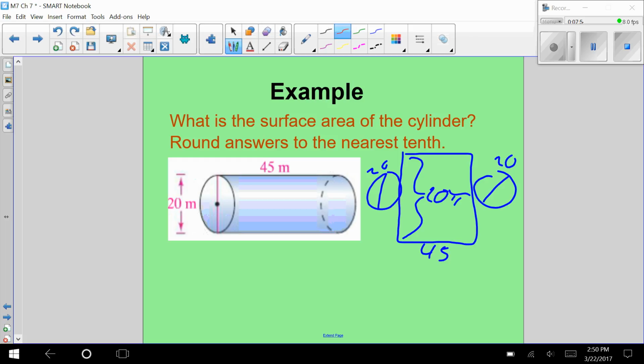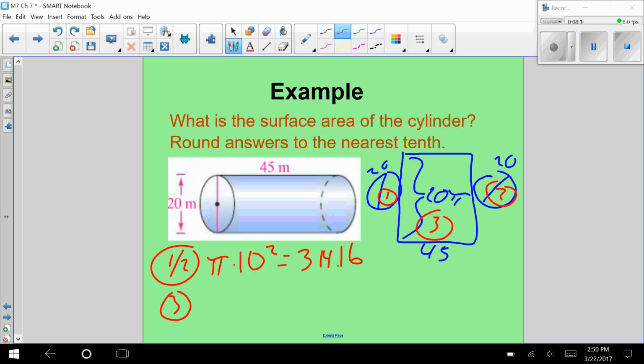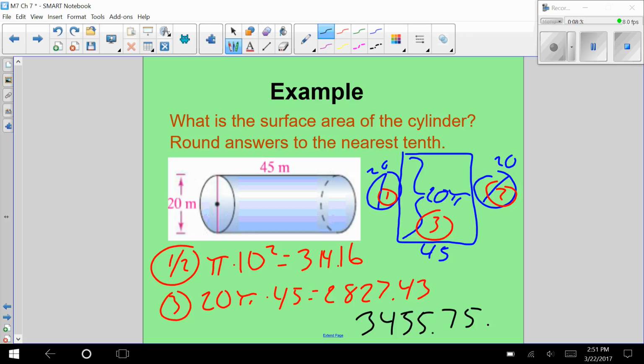Now I can find my surface area. For the circles, shapes 1 and 2 on this one, I'm just going to write them down once. We do pi times our radius, which is 10, squared, which gives me 314.16. And then for my rectangle, I do 20 pi times 45, which gives me 2,827.43. Now I have to remember to add 2 of my circles, 2 of those 314s. Add these all together, we get 3,455.75 square meters.